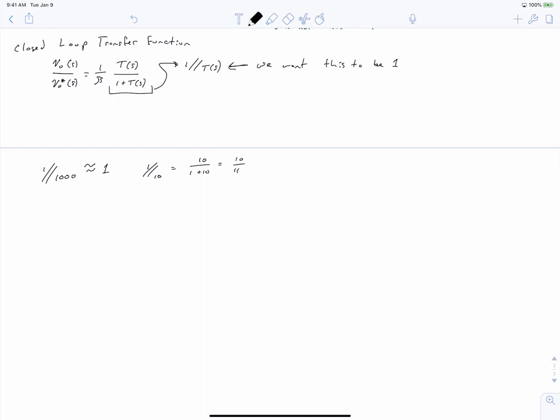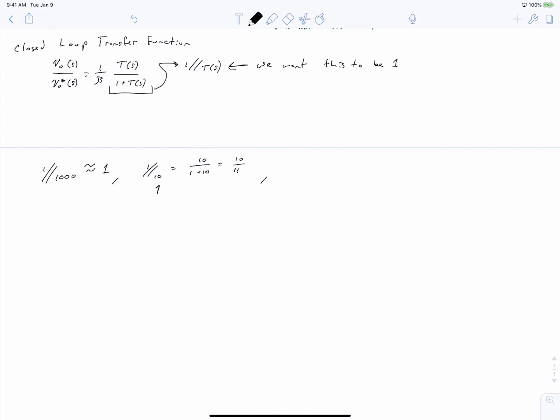It depends on what your design spec is, but it's reasonable to believe that that could satisfy a design spec that you have. And again, remember, this is your design spec in terms of your error tracking capability, your maximum ripple on your output. So maybe that's good enough, maybe not. You'll have to look at your design spec.